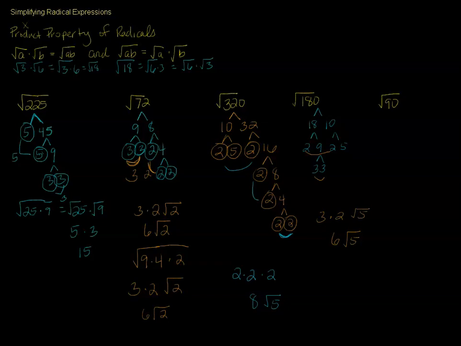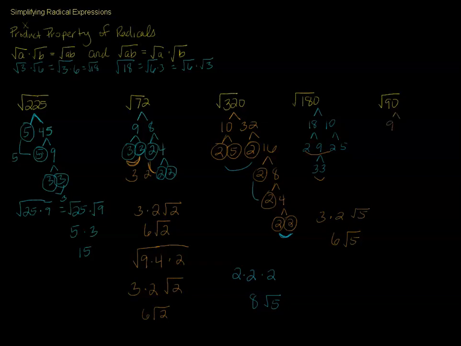Okay? Now remember that imperfect squares, if we put these into our calculator, remember these are irrational numbers. So they're going to go on forever and never repeat. So we simplify them as far as we possibly can go. Last one, pause it and figure this one out.